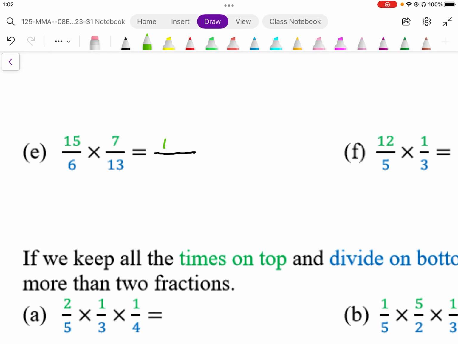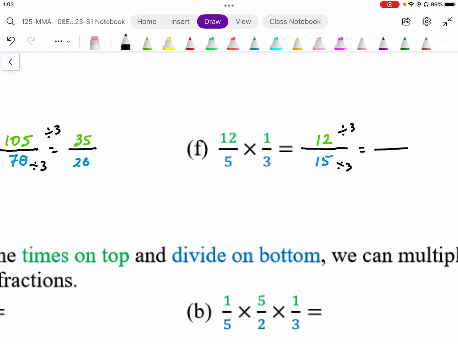For F, we end up with 12 times 1 is 12. 5 times 3 is 15. Shares a common factor of 3, so we're going to divide the top and bottom by 3. And again, make sure you show the steps. It's important that you show the steps and show the factors involved here. So 12 divided by 3 is 4. 15 divided by 3 is going to be 5. So whatever we do on the top, as long as we do the same on the bottom, we keep the same ratio.